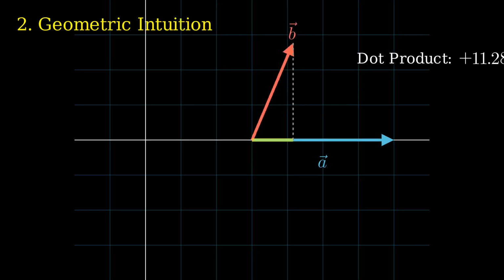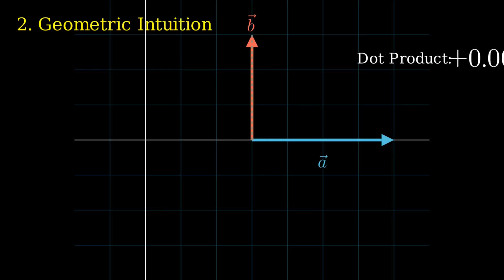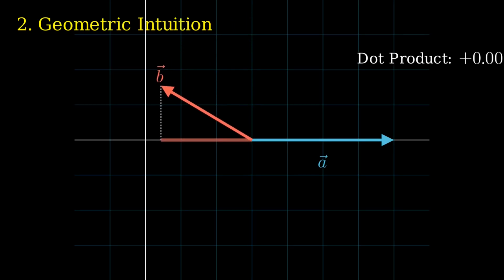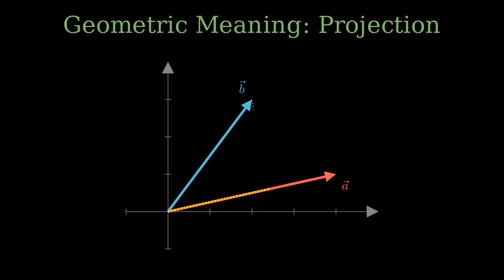Now, watch what happens as I rotate the red vector to be perfectly perpendicular. At 90 degrees there is no shadow. The inner product is exactly 0. This is called orthogonality. If we keep going, the vectors oppose each other. The product becomes negative. If we project vector B onto vector A, we get this component.